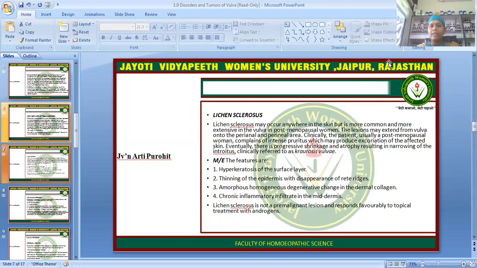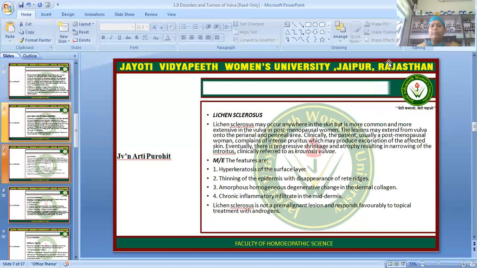One is the lichen sclerosus. The lichen sclerosus may occur anywhere in the skin but is more common and more extensive in the vulva in postmenopausal women. The lesion may extend from the vulva onto the perianal and perineal area. Clinically, the patient, usually a postmenopausal woman, complains of intense pruritus which may produce excoriation of the affected skin.